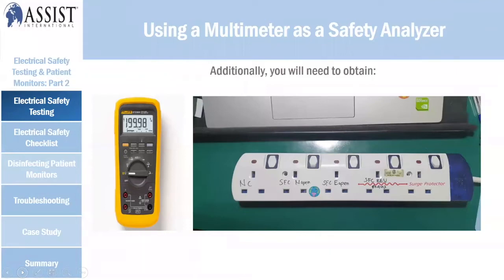So if you see, that's an additional thing that we did by using a normal socket. We have normal condition, single fault condition open neutral, single fault condition open earth, and single fault condition reverse. Basically we removed the neutral and earth and did the reverse condition on the normal extension plug point. So by plugging the medical device into each, you can simulate the fault. This is an additional thing that you need to do if you want to do it with multimeter testing.